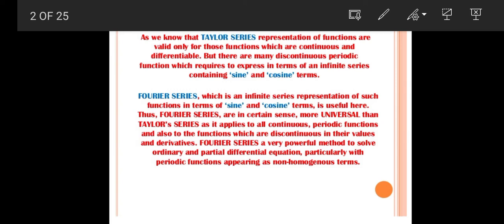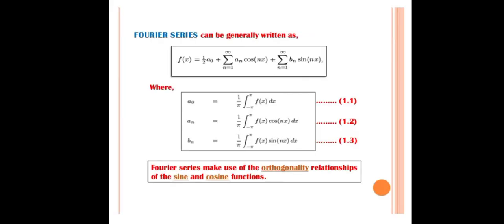Now next, what is the Fourier series? The definition of the Fourier series is: a periodic function expressed as harmonically related sinusoidal signals, in terms of infinite sine and cosine waves. It is the orthogonal relationship of the sine and cosine functions. This is the definition of the Fourier series.